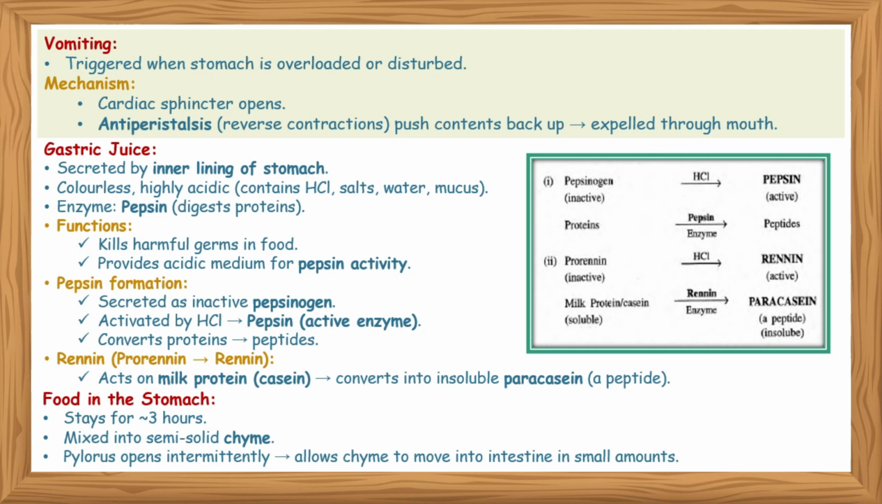Vomiting is triggered when the stomach is overloaded or disturbed. Mechanism: the cardiac sphincter opens, and antiperistalsis, or reverse contraction, pushes the contents back up to be expelled through the mouth.